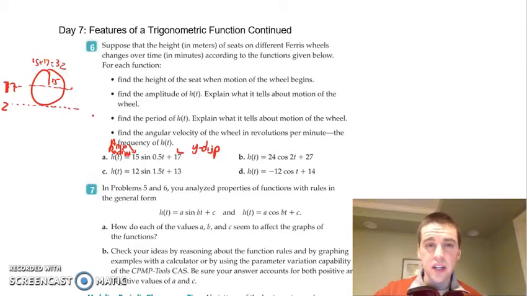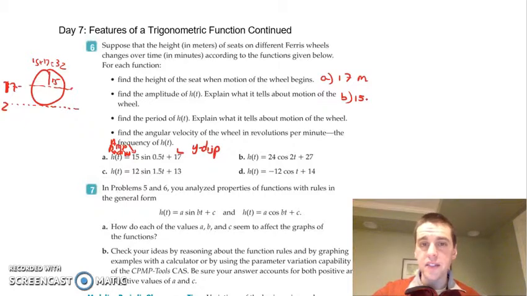So we've got that. Find the height of the seat when the motion begins. Well, if we plug in 0, we know that sine starts at the midline, so 17 meters. Find the amplitude. Well, we already did that. The amplitude is 15 meters. And what does that mean? The Ferris wheel will go up 15 meters from the midline and also down 15 meters from the midline. So our minimum equals 2 and our max equals 32. Should label that here.